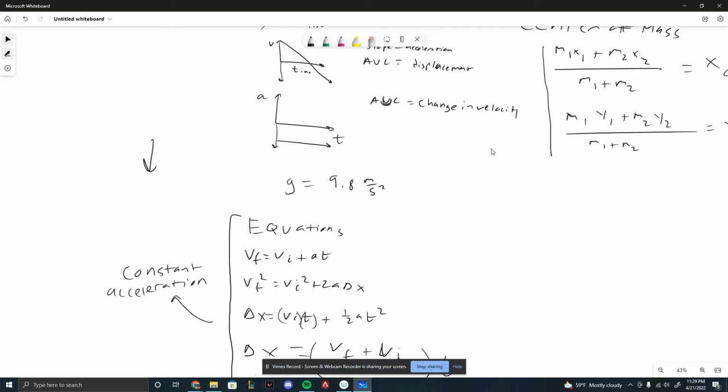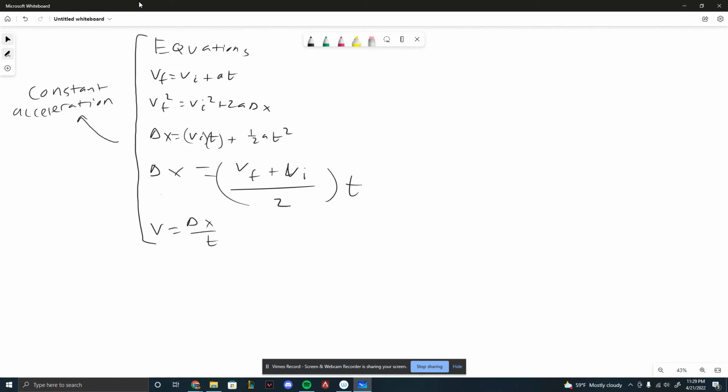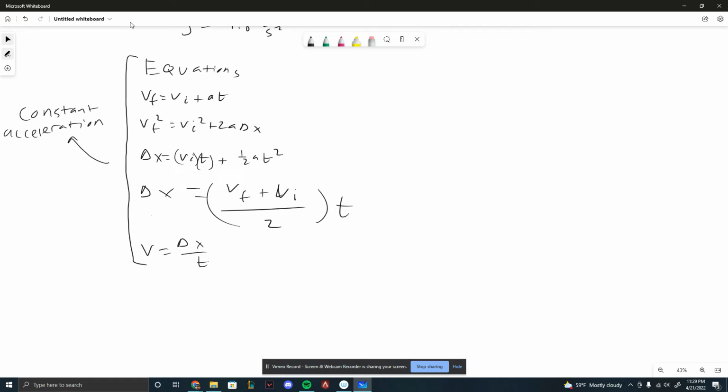The equations for this unit are the ones we have listed right here. Your final velocity is your initial velocity plus your acceleration times time. Your final velocity squared equals your initial velocity squared plus 2 times acceleration times your displacement. Then our displacement is equal to our initial velocity times time plus 1/2 acceleration times time squared. This one is not given on your formula sheet, but it's something you should know, just for displacement. And this one is just our simple one, basically.